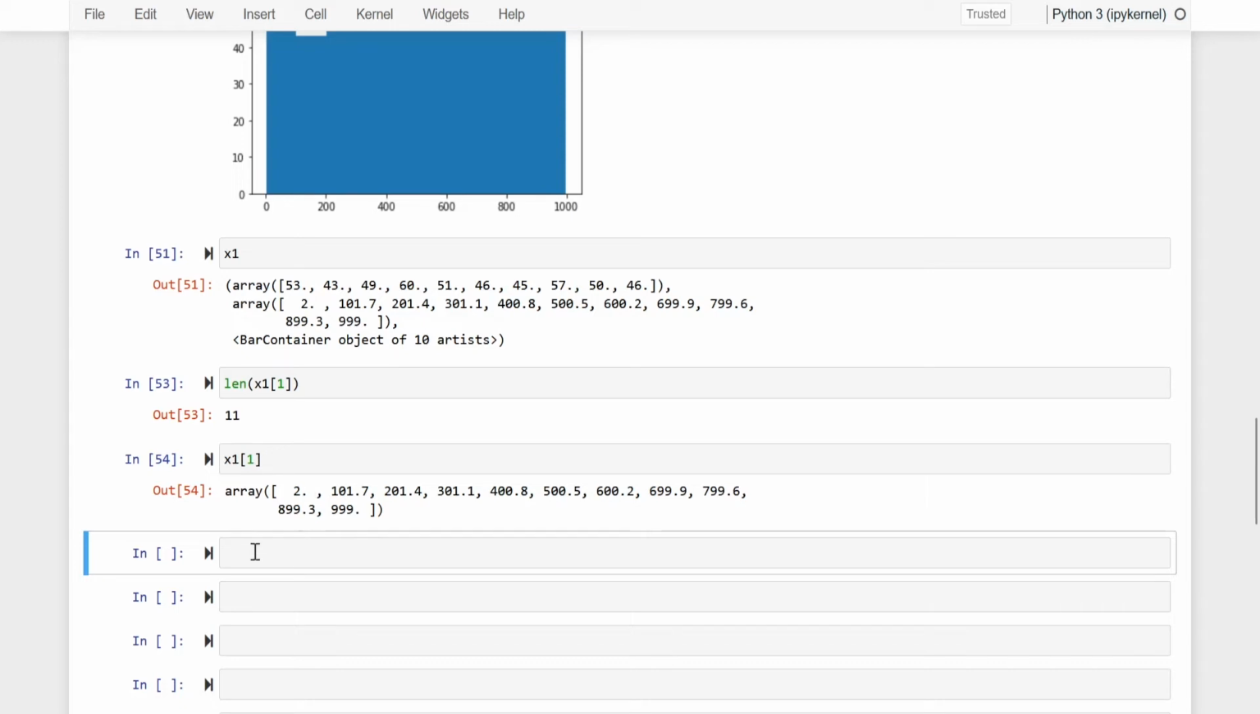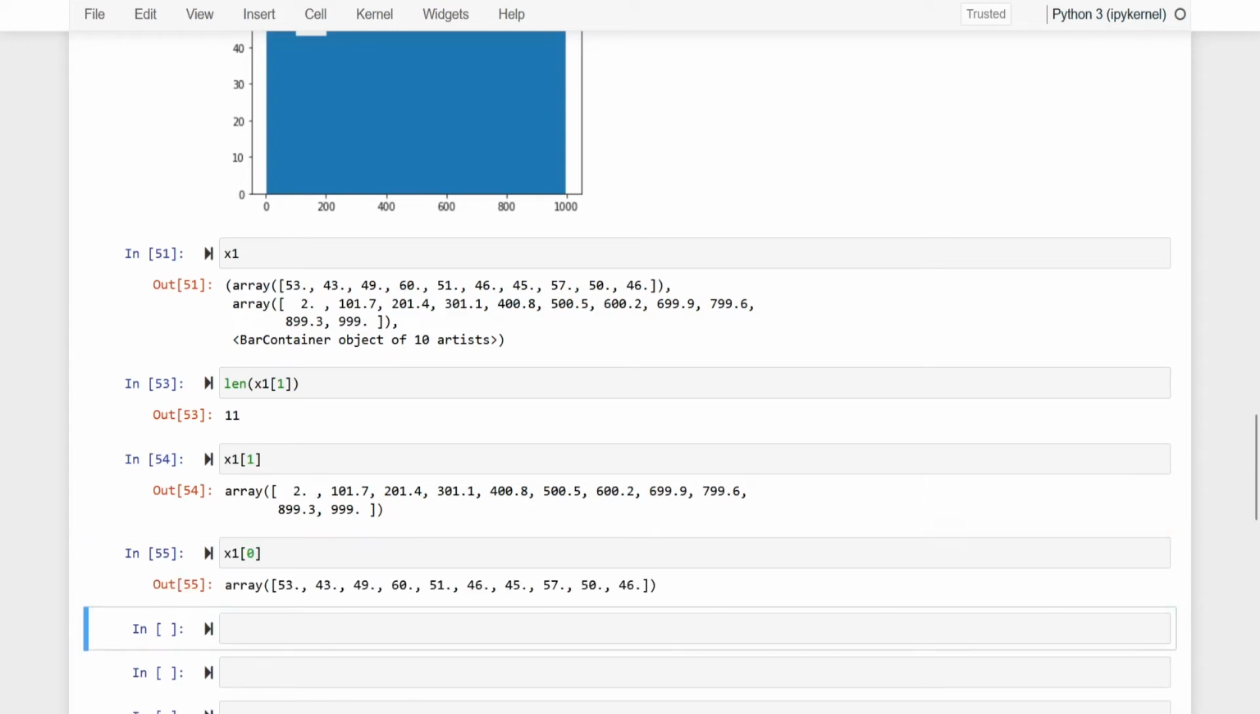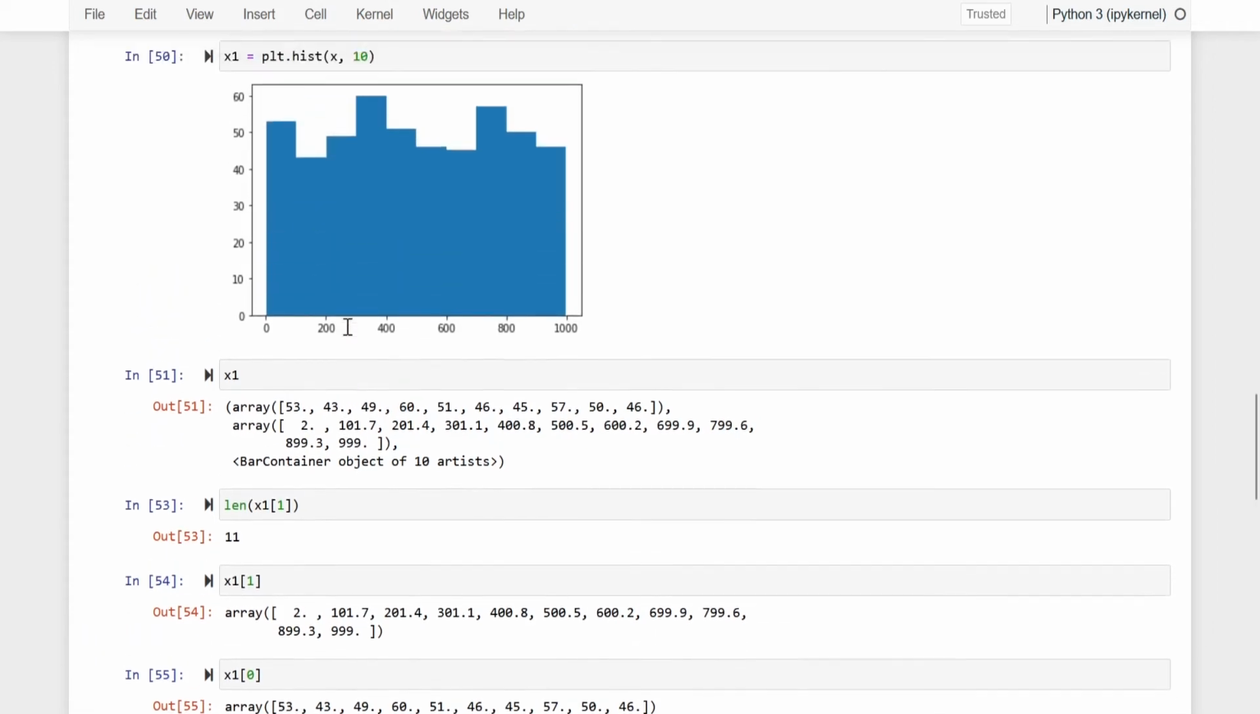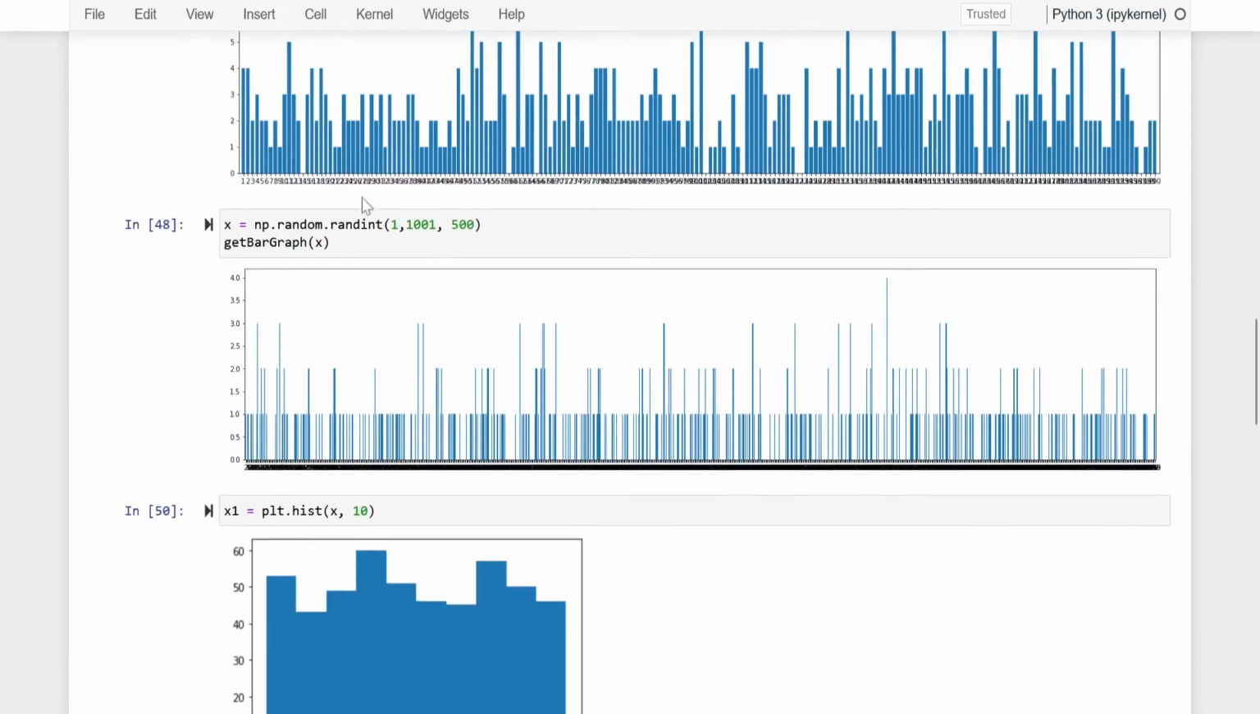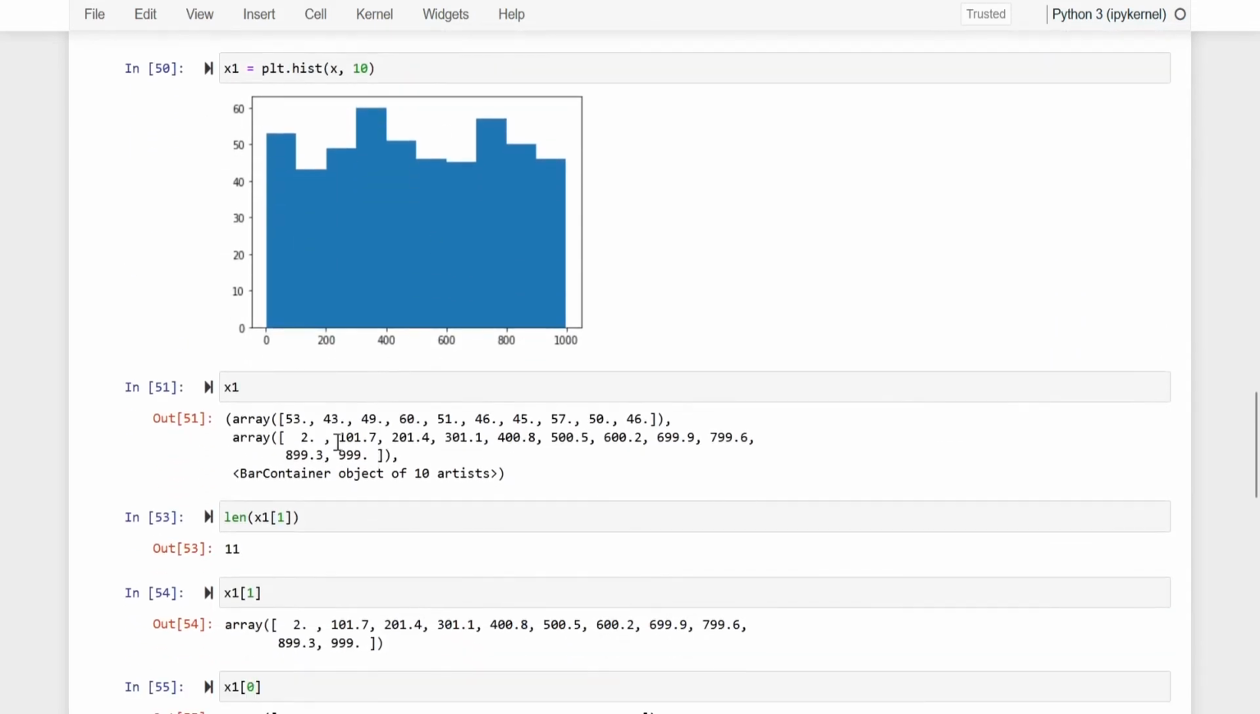That is good. Now here, what is this? 2 to 101.7, 53. 101.7 to 201.4, 43. So on and so forth, the counts have been created. Now, the most pertinent question that should be asked is, why these decimal numbers? Why are we getting these decimal numbers? We are talking about discrete values, right? These are all discrete, 1 to 1000.